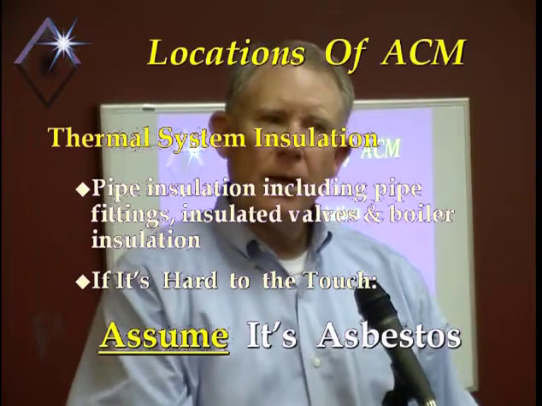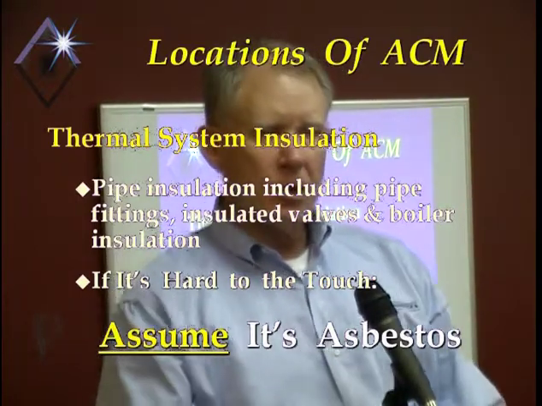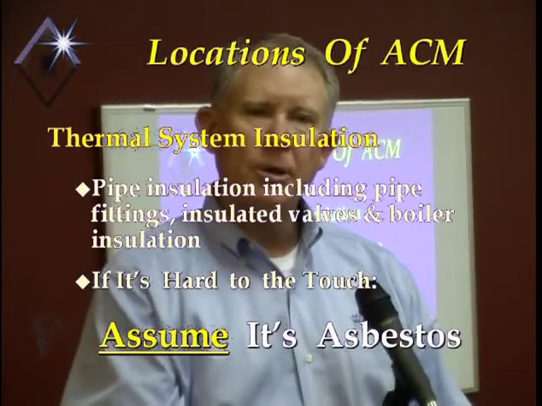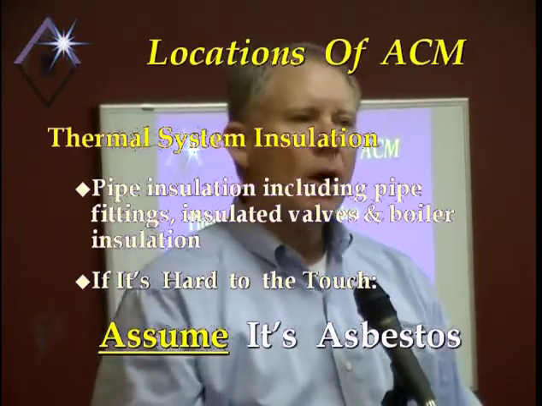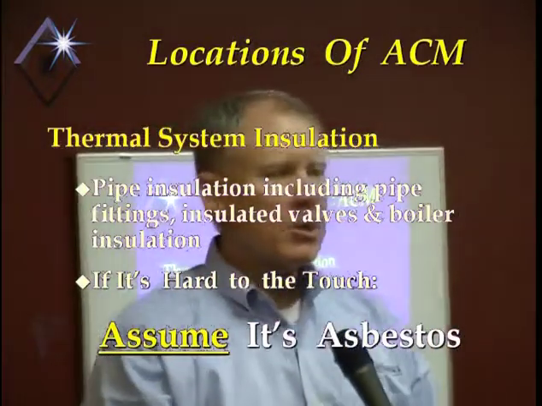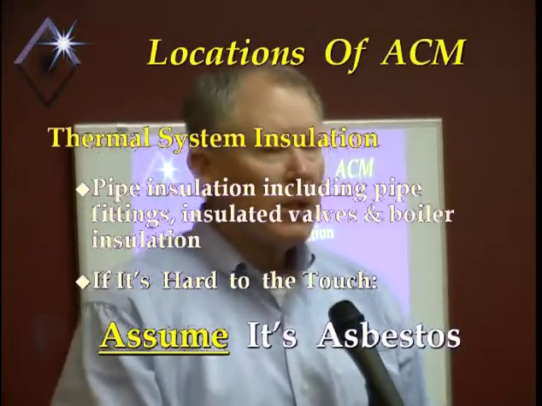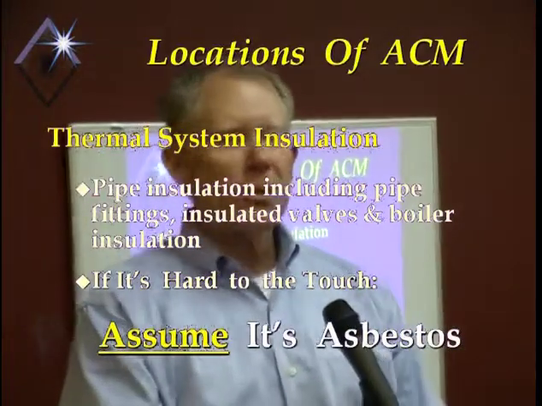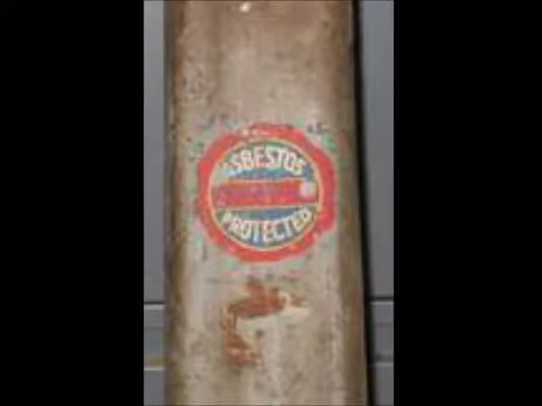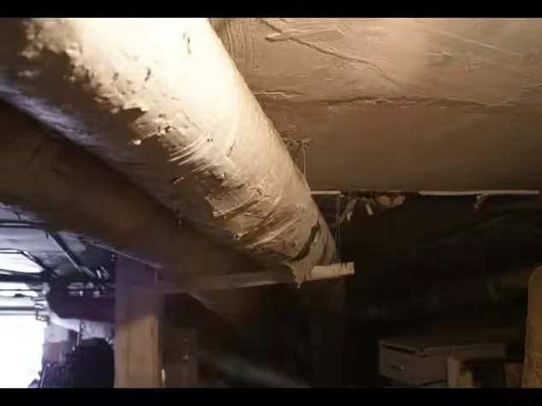The EPA, when they promulgated the AHERA regulation, broke the types of materials that could be in a school building down into 3 categories. One is called thermal system insulation, and thermal system insulation is exactly what it sounds like. It's insulation that goes over something that's hot or cold to keep the hot or cold inside. So normally when you're dealing with thermal system insulation, you would be looking at things like pipe insulation, insulation that runs on hot and cold water lines, it runs on steam lines.